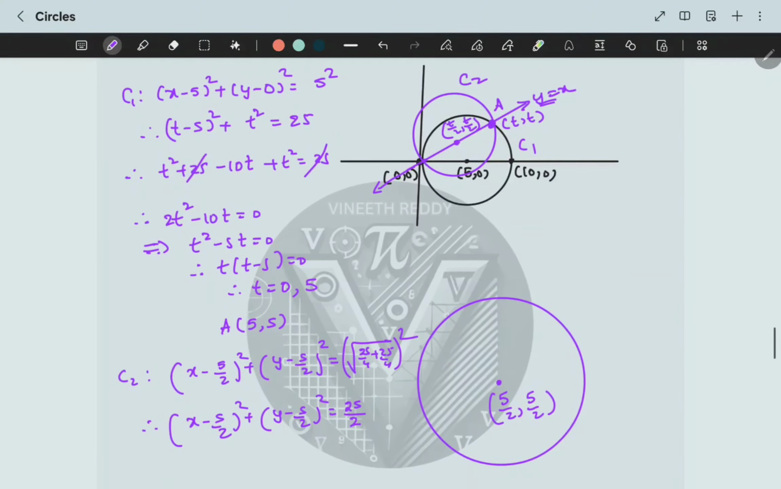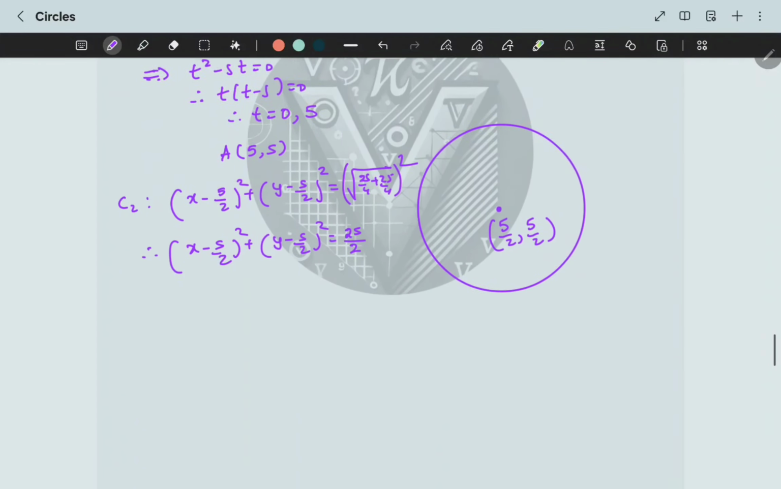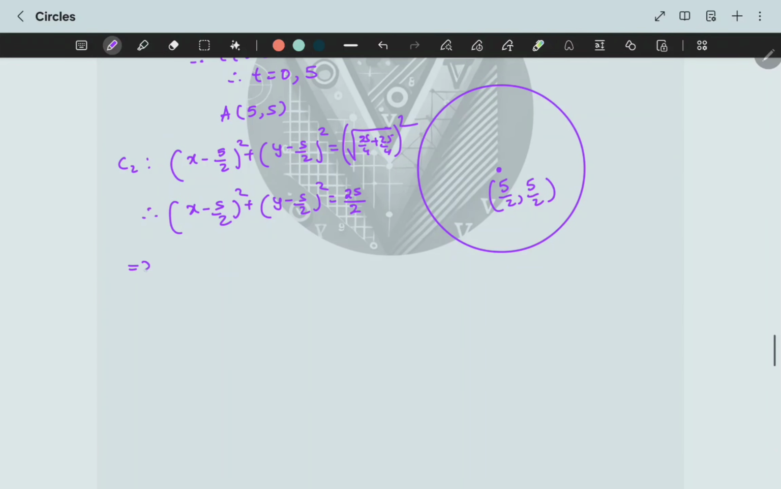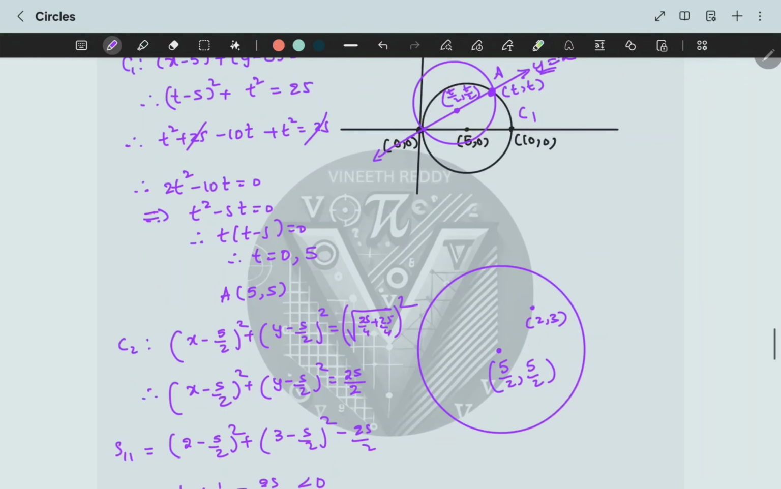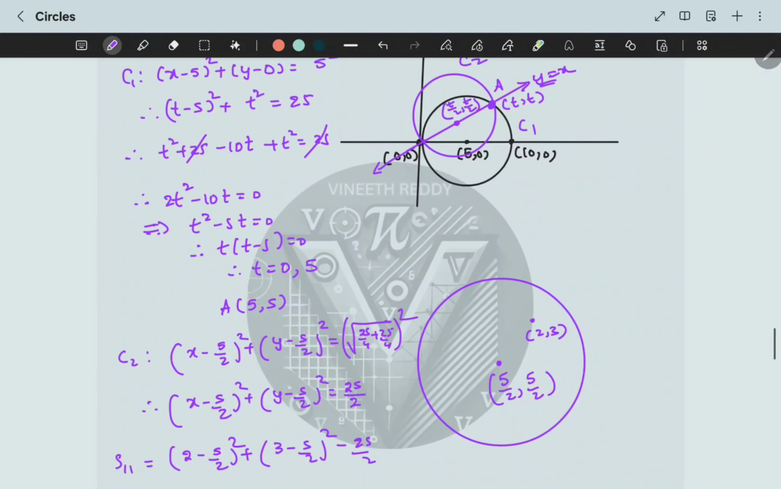Achha. Now just check whether (2, 3) lies inside the circle or not. For that, replace x with 2 and y with 3. Let us check the value of this. Let us say this is S11. So this should be 1/4, again 1/4 minus 25/2. Achha, this is less than 0. That means the point (2, 3) lies somewhere here, inside the circle.